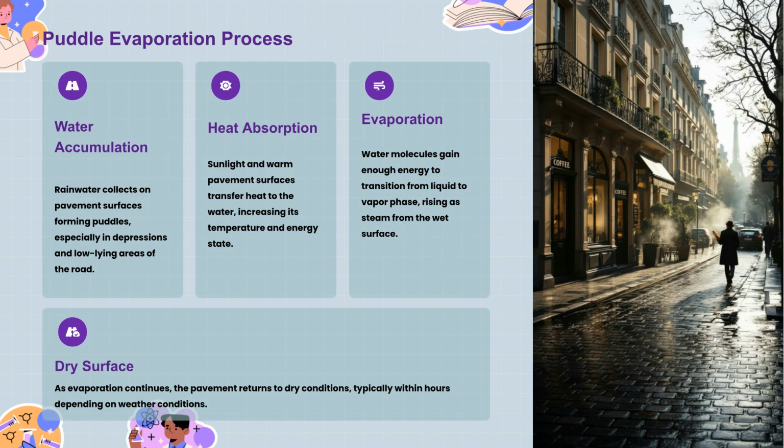Puddle evaporation begins with rainwater accumulation. Sunlight transfers heat to the water, increasing its temperature. Water molecules gain energy and transition from liquid to vapor, causing the puddle to dry up.